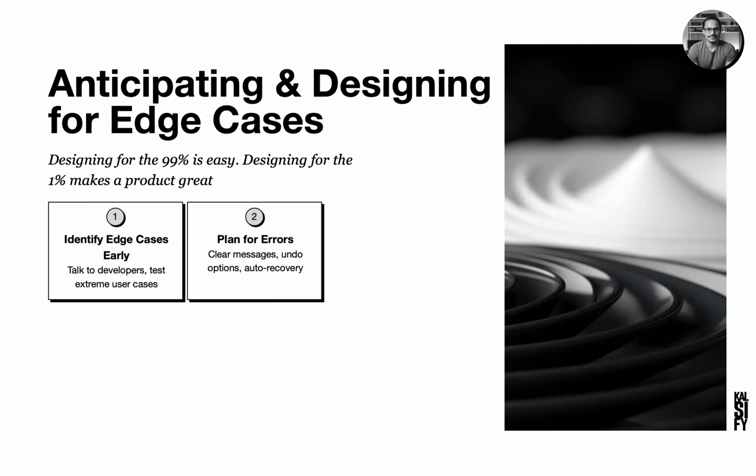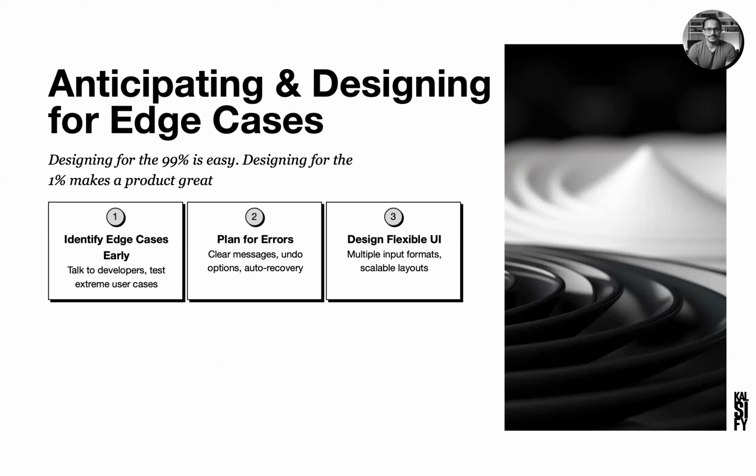For example, ever notice how Gmail warns you if you forget to attach a file? That's smart error handling. Step 3. Design for flexibility. Not all users behave the same way. Your UI should adapt, accept different input formats, dates, phone numbers, addresses. Handle short and long names properly. Not everyone is John Doe.